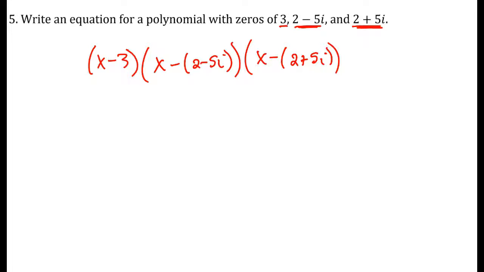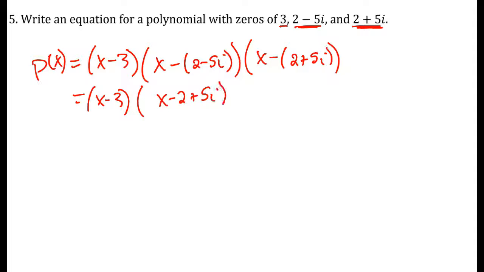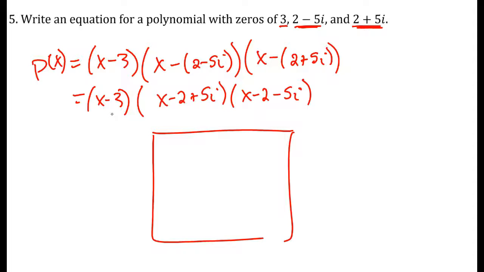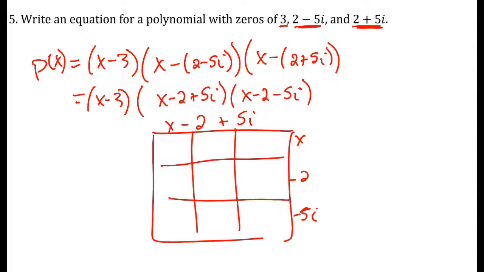If I wanted to expand this out, I could. I'd just have to do a lot of multiplying: x minus 3 times x minus 2 plus 5i, and then x minus 2 minus 5i. I can use a 3 by 3 table to multiply these two together, and then I'll multiply it by that, x minus 2 plus 5i, x minus 2 minus 5i. Based on the structure of these conjugate pairs, we're actually going to end up with a nice quadratic. It's just going to be a little bit messy to get there.